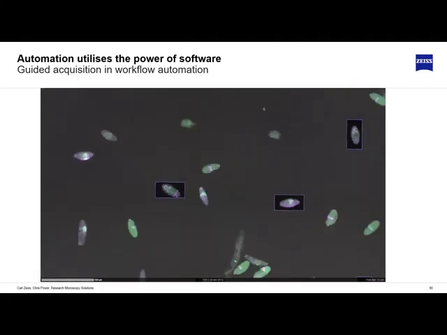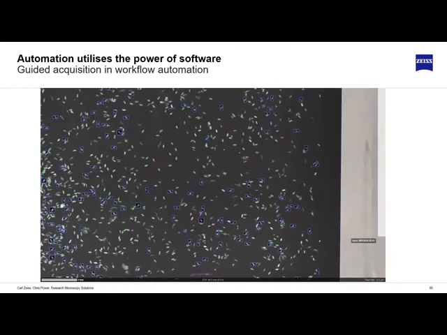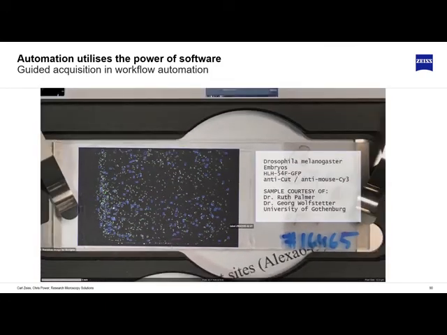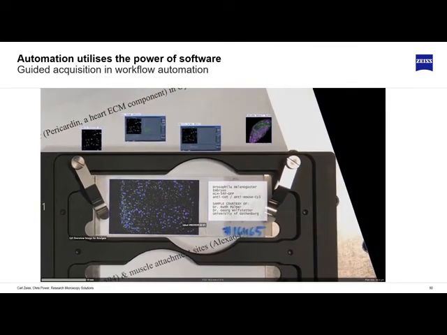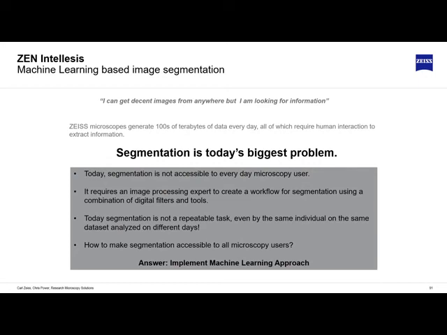Now, the key to running guided acquisition is having that processing step where you can work out what you want to see, which Drosophila are of interest. And that's where segmentation comes in. With the systems being as quick and sensitive as they are, anybody can get good images these days, and we have terabytes and terabytes of data, but segmenting is the problem. Not everyone can do segmentation, not everyone can easily set this up.